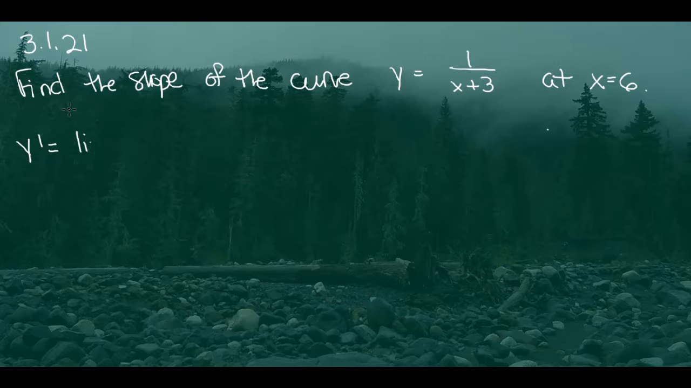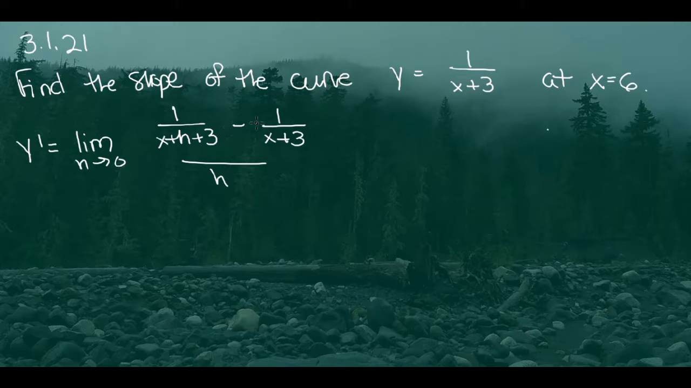Well, the first way that we've learned to find a derivative is the limit definition of derivative, which says the limit as h goes to 0. And then I plug in x plus h. So I get 1 over x plus h plus 3, minus, and then I just plug in the function by itself, so 1 over x plus 3, and then I divide that whole thing by h. All right, so let's try and solve out what this really is.